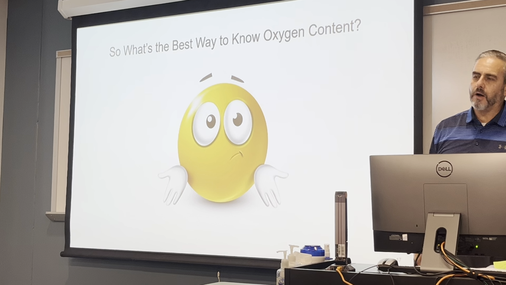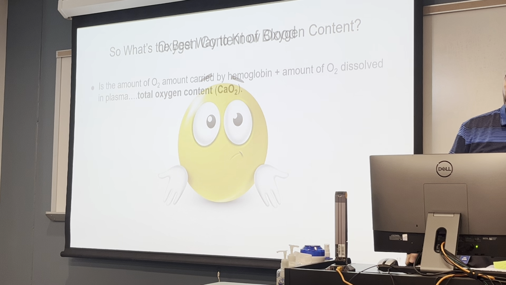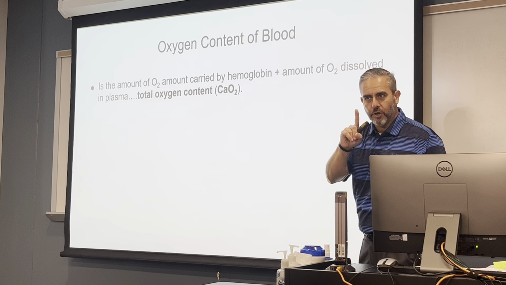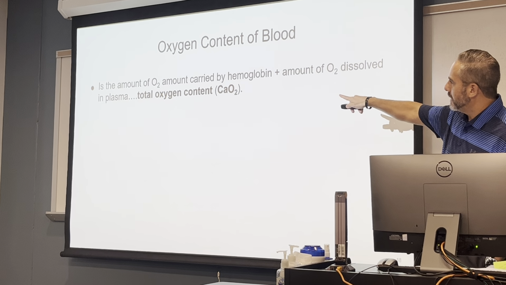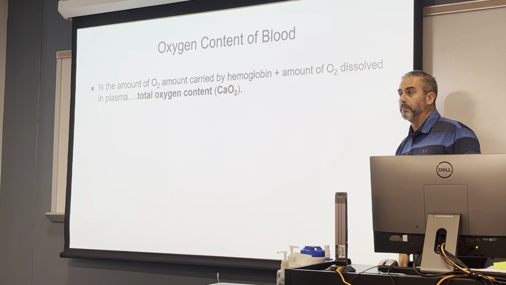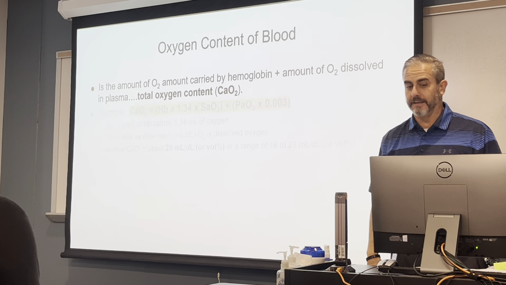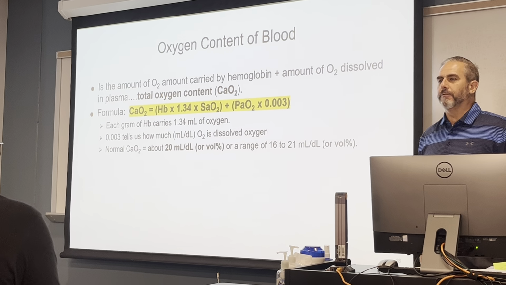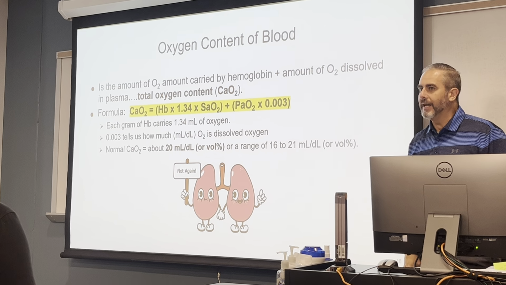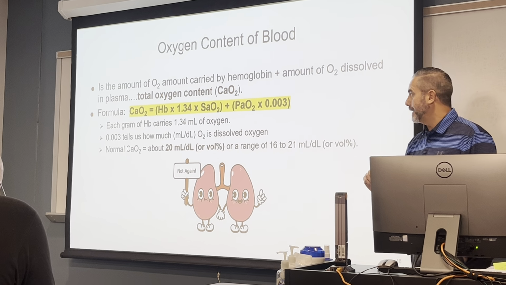Okay, so all that to get to this. What's the best way to know oxygen content? Well, there's a thing known as total oxygen content, which is the amount of oxygen carried by the hemoglobin plus the amount dissolved in blood plasma. And yes, those looking at the slides already know what's coming: John's second favorite formula of all time. Total oxygen content.